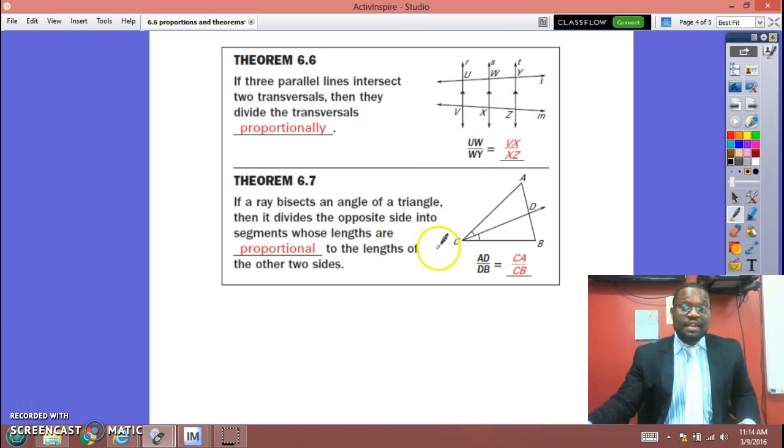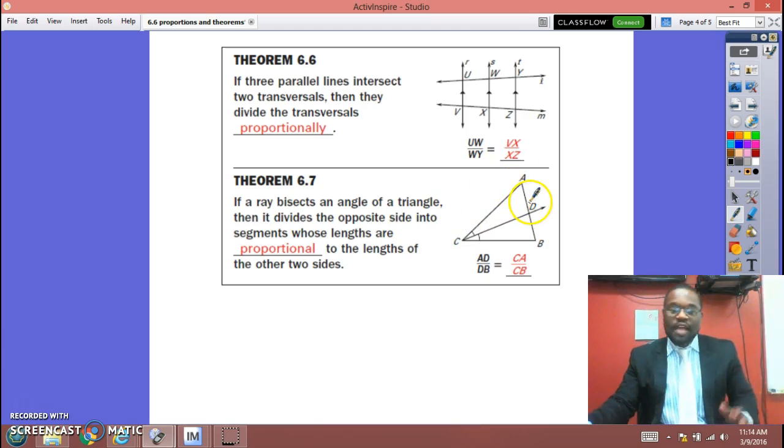And then when you have a ray that bisects an angle right here, see those two are congruent, so it bisects that angle. The opposite side that it intersects with and the sides of the triangle are proportional. Notice that AD here over DB, that opposite side, equals CA over CB. Notice that since I started here, I have to start here, the sides that are connected. The opposite side segment to the side that's connected is the proportional ratio here. So this part over this part equals this part over that part.